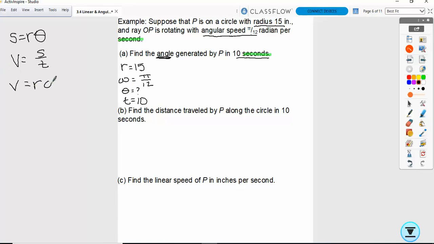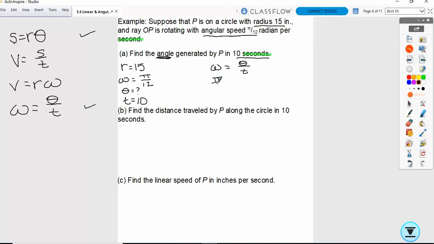Okay. We have V equals R omega. Does that have anything to do with theta? No. We have omega equals theta over T. So if I'm looking for theta, these are the only two formulas that have theta in it. So I probably need to use one of those. I don't know S, so I can't use that. Do we know omega and T to use this one? Yes. So this is the formula I'm going to use. I encourage you to write down what formula you're using, especially on tests and quizzes. It helps me follow along and understand how you get to where you're going, especially because sometimes there are multiple ways we can solve a problem.